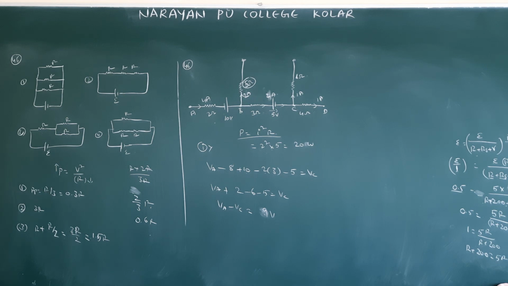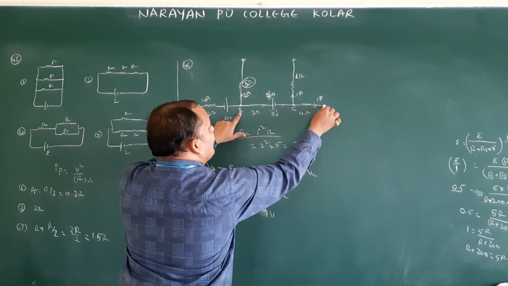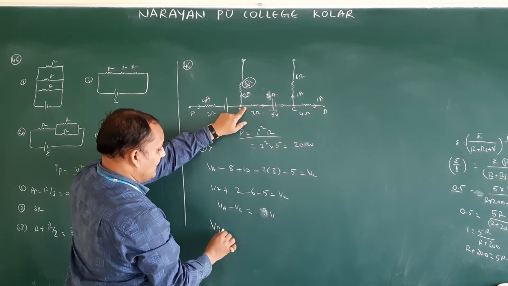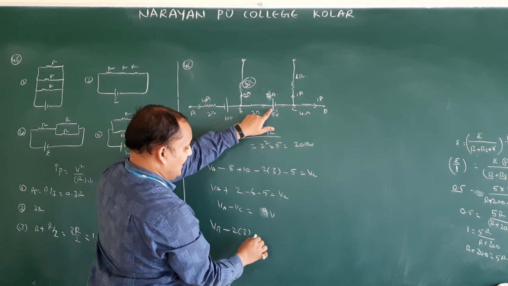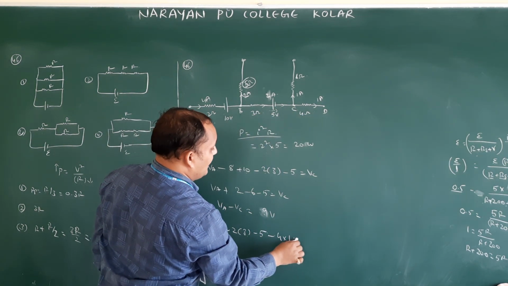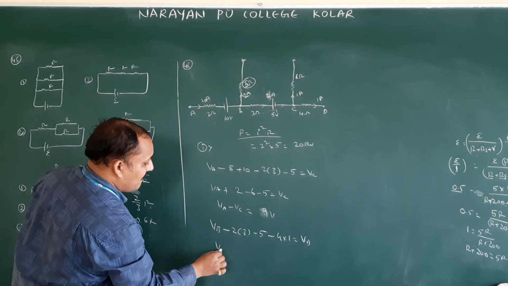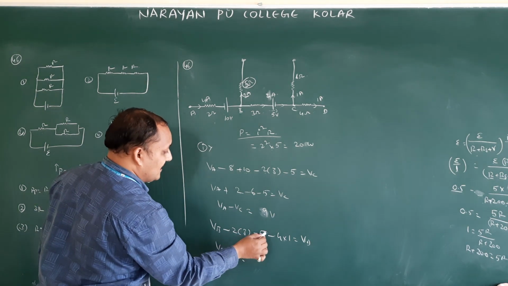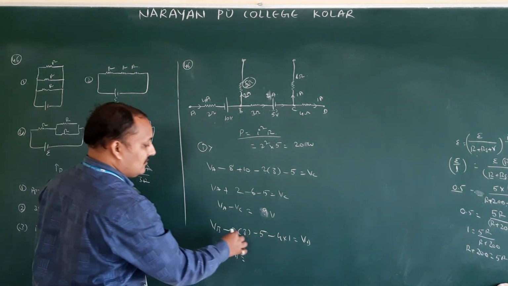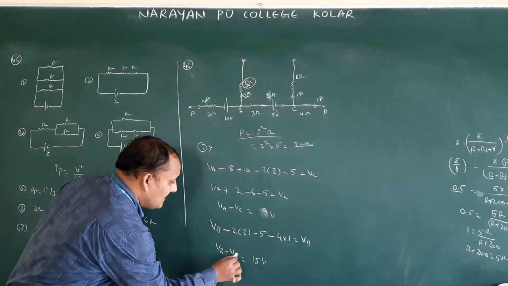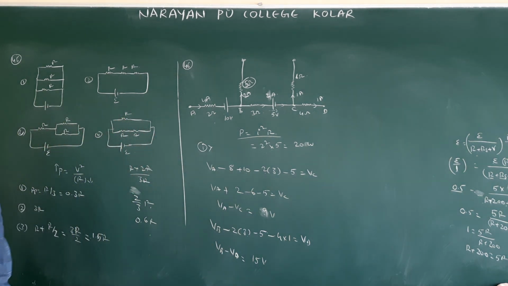VB minus VD, 15. VB minus VD means from here to here we have to do. So we are going in this direction, current also in the same direction. Minus 2 into 3, positive to negative. Minus 5. So we are going in the same direction. Minus 4 into 1 is equal to VD. So VB, this VD is coming this side, minus VD. So minus 6, minus 5, minus 4. So minus 15. That is nothing but, if it is going that side, plus 15. So VB minus VD is equal to 15 volts. That is also, option 4 is correct.